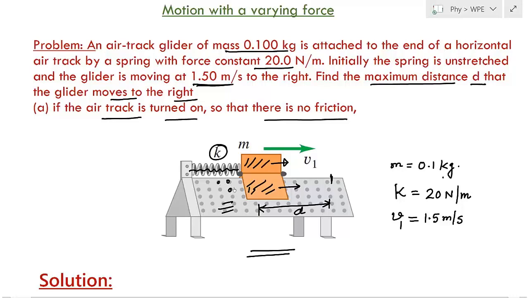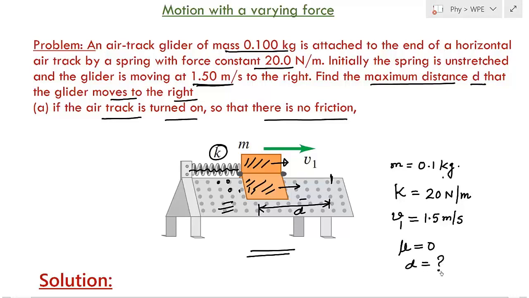So air is coming from this, so that this is just lifting, just above this surface. So this is not touching this track. So in that case, there is no friction. So let us first consider the no friction case, and we will try to find the maximum distance d.